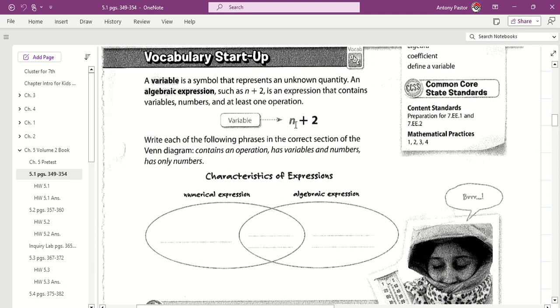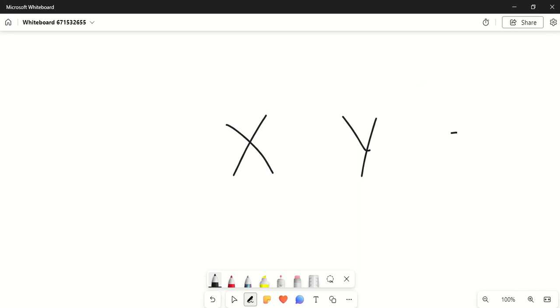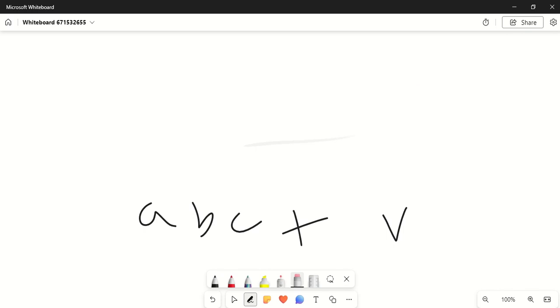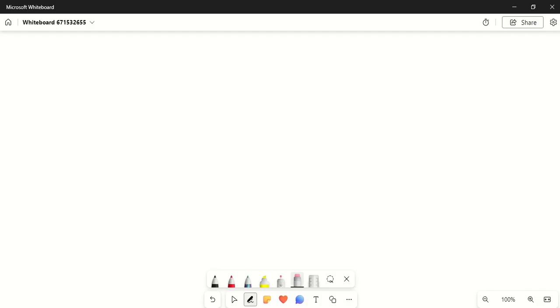We have a variable. A variable, again, is a symbol that represents an unknown quantity, normally a letter. We've been conditioned to use x. It can be y, it can be s, t, v, a, b, c. Any letter can become a variable. So make sure that we have that in mind. An algebraic expression such as n plus 2 is an expression that contains variables, numbers, and at least one operation, like we covered before. It also does not have an equal sign.